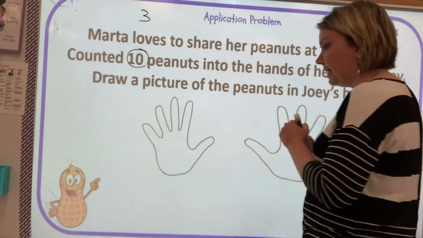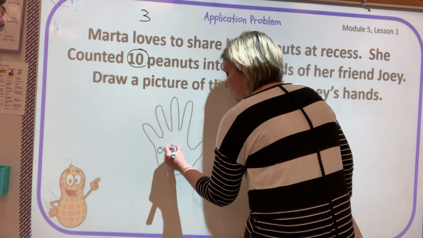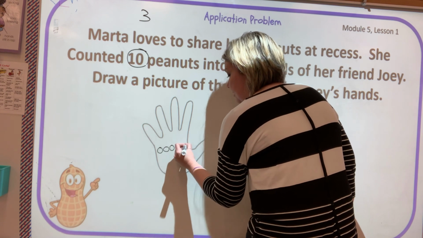Miss Kate? Yes. Can you draw your hands on your piece of paper? If they fit, yes.